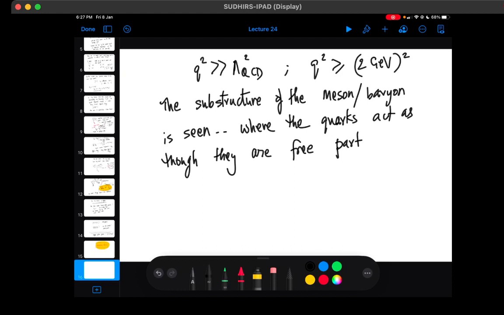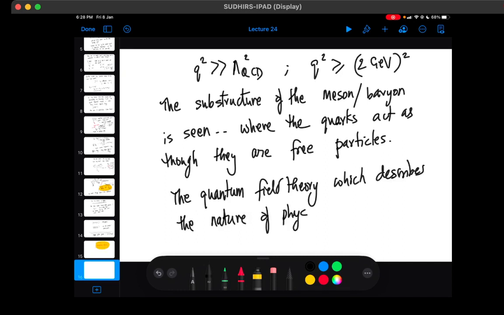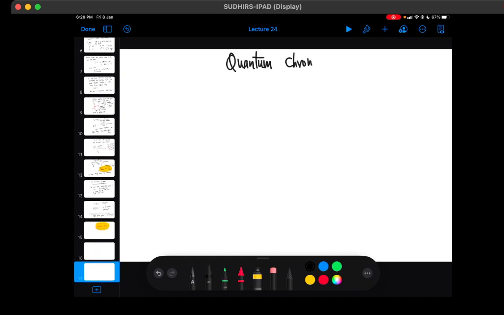The quantum field theory which describes the nature of physics at this energy scale is also called quantum chromodynamics, or simply QCD.